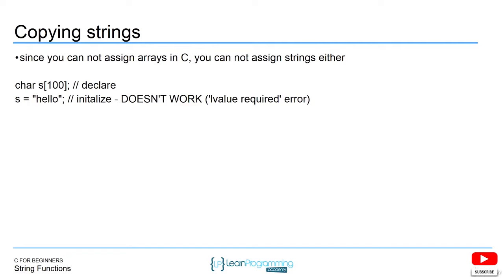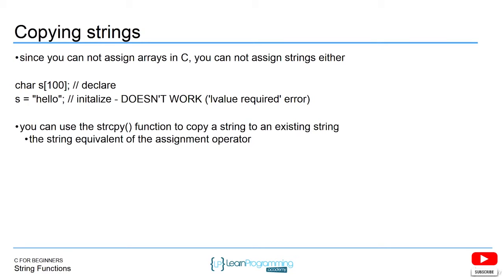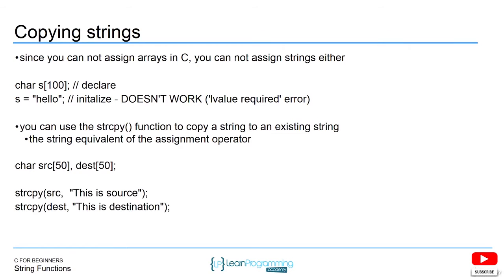Copying strings. Copying strings is either modifying an existing string, modifying an existing character array that has some data in it, or if it doesn't have anything in it, you want to put something in there. Since you cannot assign arrays in C, you cannot assign strings either. I mentioned this earlier. Declaring a character array and then using the equals assignment operator does not work. So what you have to do is use the strcpy function to copy a string to an existing string. It's the equivalent of an assignment operator for strings.